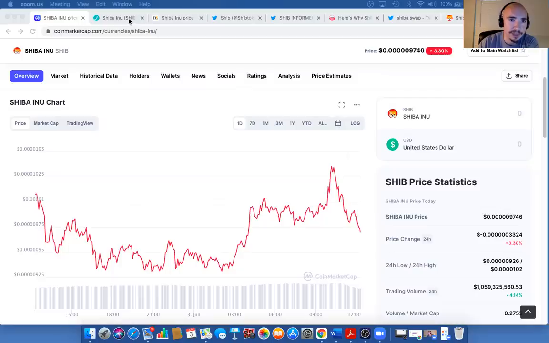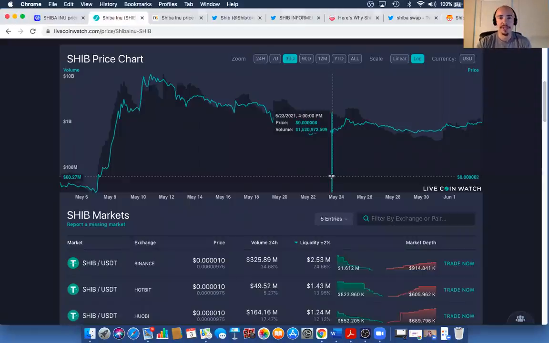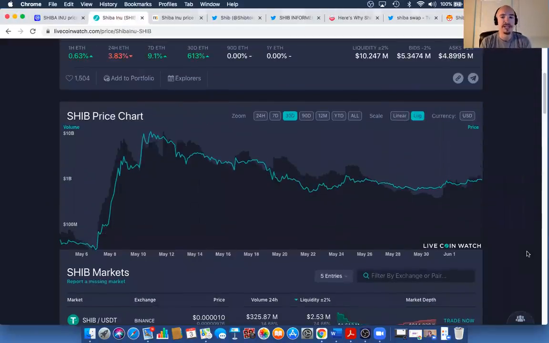But really, when we take a look at the 30-day, this is what I've been saying a lot. Look at the consolidation there. That is just really, really nice. That's why a lot of people think we're primed for a breakout. Again, this is the 30-day chart.